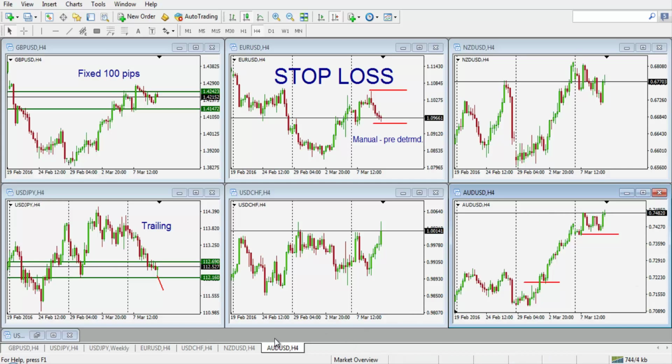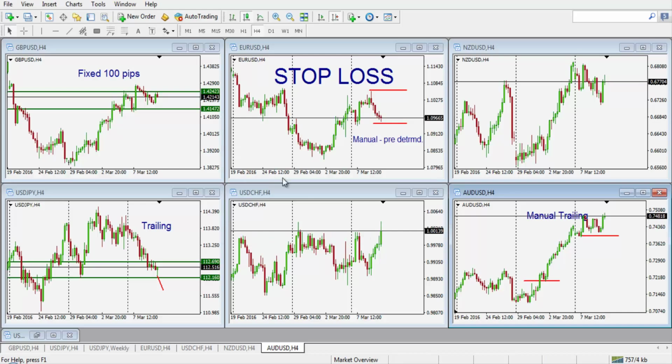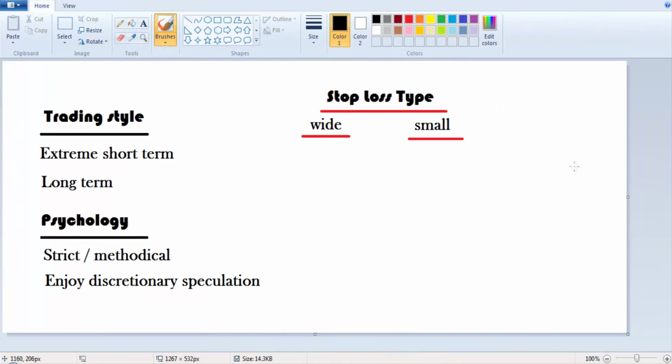Now the question then becomes, what is the best? Oh, let's put the title up here just before I forget. Manual trailing. Okay, alright, so the question becomes, which is best? What is the best of these? Is it a fixed one? Is it a manual trailing? So let's flick over to Paint and see which is going to help us.